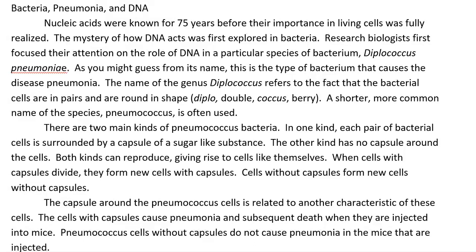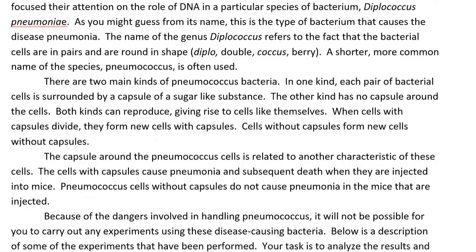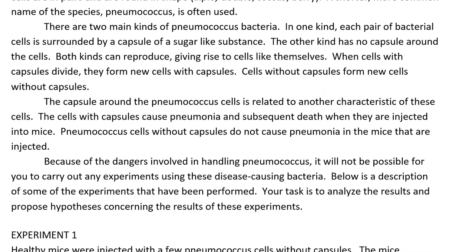When cells with capsules divide, they form new cells with capsules, so they reproduce exactly like the parents. Cells without capsules form new cells without capsules. The capsule around the Pneumococcus cells is related to another characteristic of these cells. The cells with capsules cause pneumonia and subsequent death when they are injected into mice. Pneumococcus cells without capsules do not cause pneumonia in the mice that are injected.